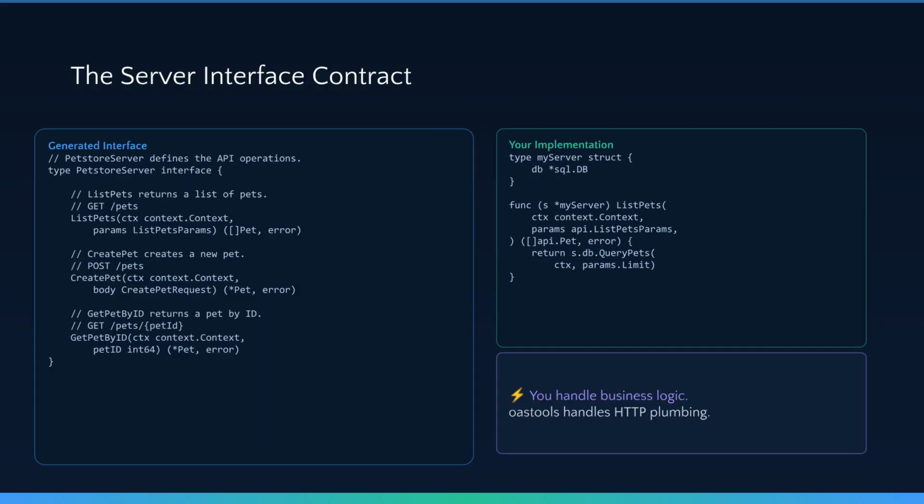The server interface contract, the generated server interface, is the heart of the server-side code generation. Each operation in your spec becomes a method on this interface. The method signatures are fully typed. Parameters come as typed structs, request bodies are typed, and return values match your response schemas. Any documentation in your spec will be applied as Go comments in the generated Go source. You implement this interface with your business logic. The generated router and middleware handle all the HTTP plumbing: routing, parameter extraction, validation, and response marshalling. This is a clean separation of concerns. oastools handles HTTP, you handle business logic.